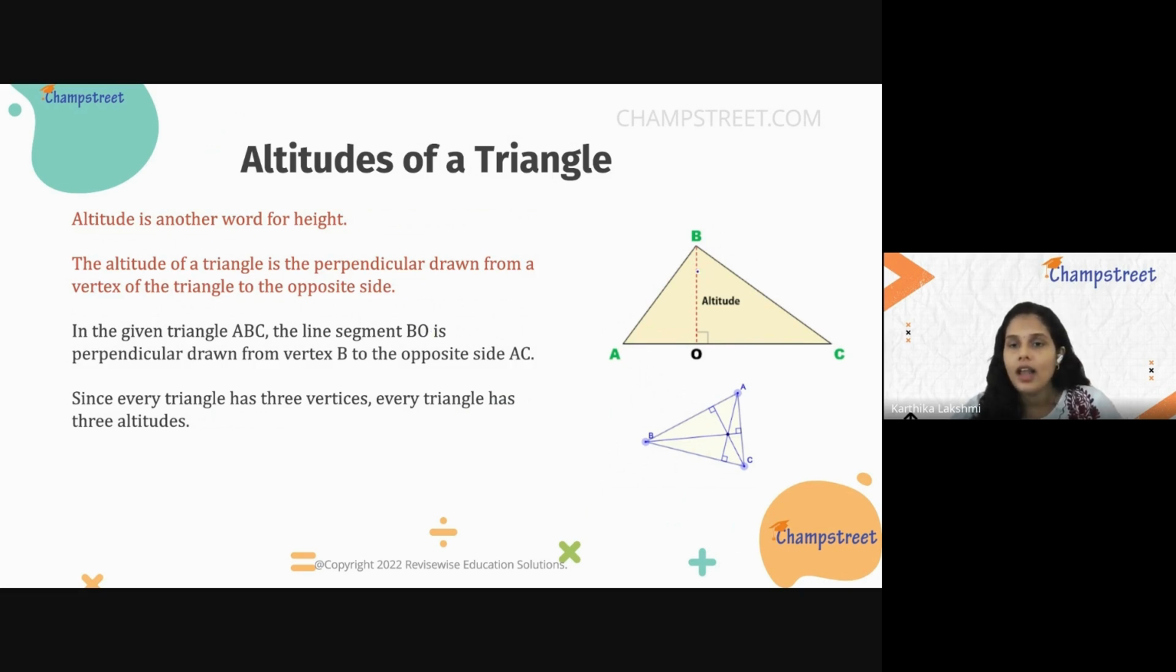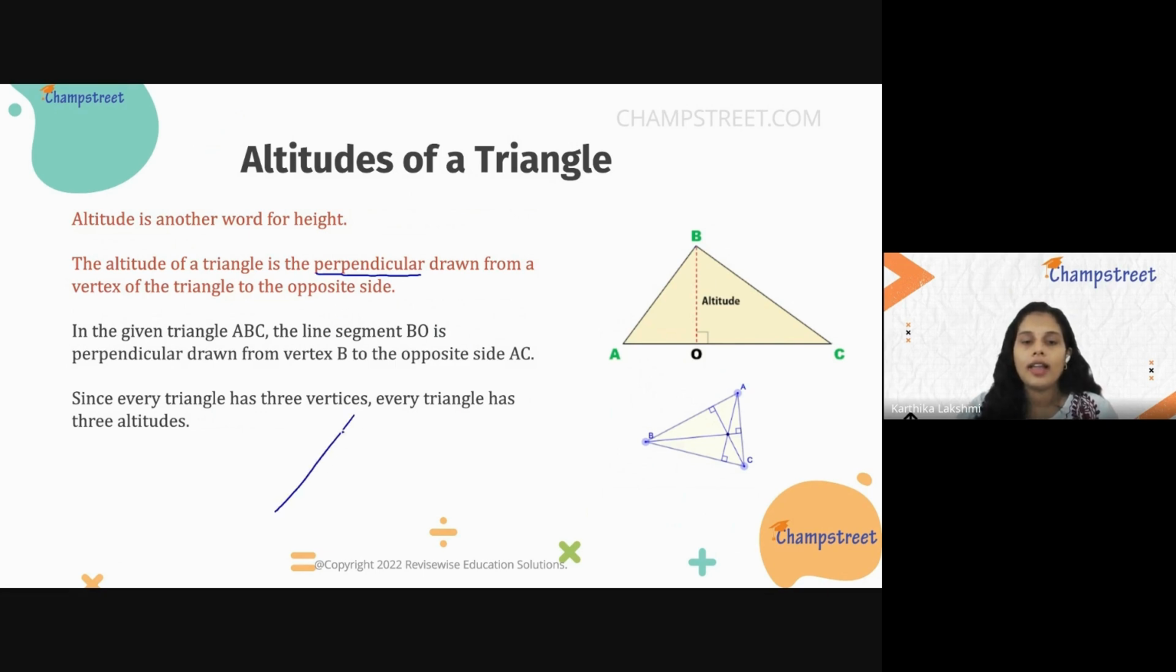When this is a triangle and here they draw a perpendicular BO from the opposite side, BO is the altitude or height. So altitude is another word for height. The altitude of a triangle is the perpendicular. I must repeat the word perpendicular. I didn't mention this word perpendicular for the median. For the median I just said find the midpoint and join it with the opposite vertex. That's it. But here there is a difference, that is perpendicular, drawn from a vertex of the triangle to the opposite side.